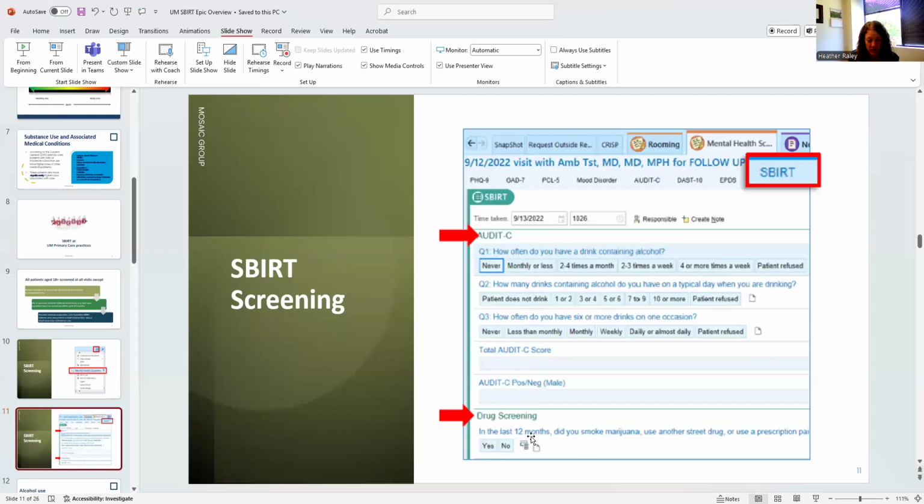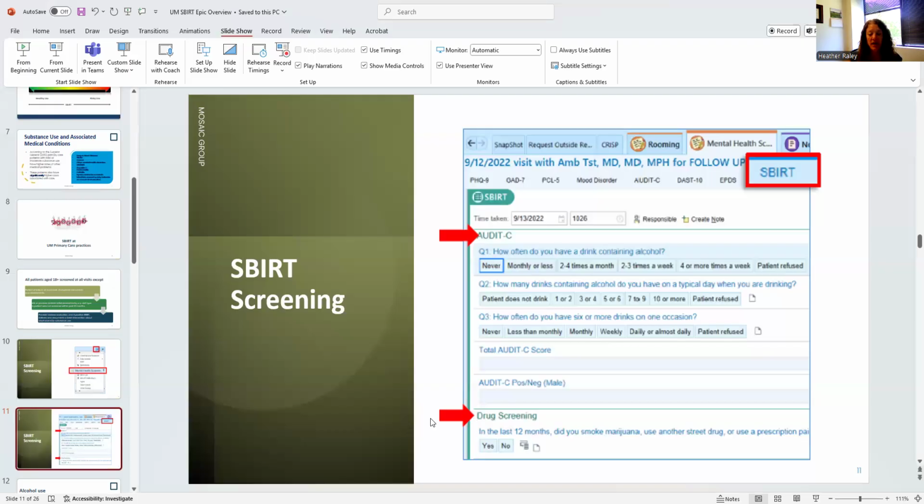The drug screening question asks simply, within the last 12 months, did you smoke marijuana, use another street drug, or a prescription pain medication other than as prescribed? And for marijuana use, I know this is a common question. Your primary care practices for the time being have decided to include this as a positive screen because while it is legalized and people can buy it without a card now in Maryland, there are still risks associated with it. So very similar to alcohol. It's a legal substance. People of a certain age can purchase it, but there are risks associated with overuse and people can develop dependence on the substance.